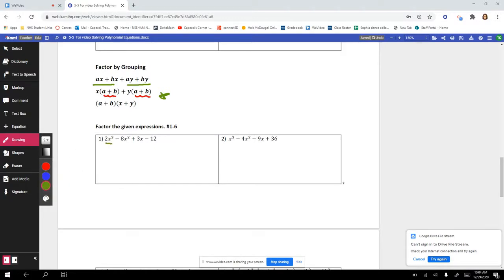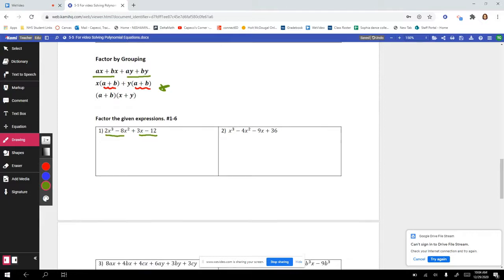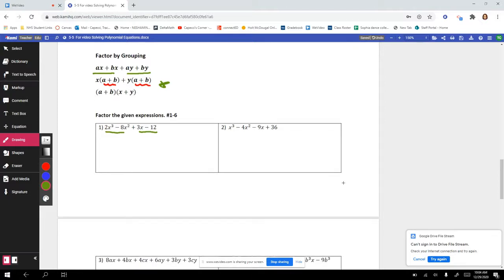Okay. So I'm going to group them together. Just underlining them sometimes helps. In that first group, my greatest common factor is 2x to the 2nd, and I'm left with x minus 4. I look at my second group, and I'm going to take out a 3. So it's going to be plus 3. I need a sign there, either plus or minus, and I'm left with x minus 4.